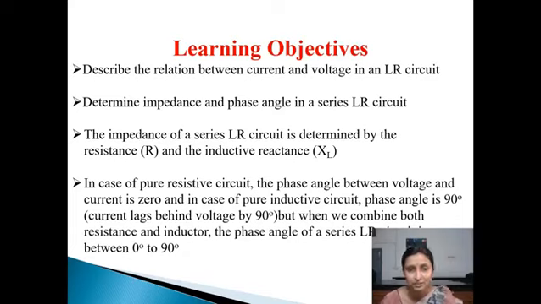In case of pure resistance, the phase angle between voltage and current is 0. In case of pure inductance, the angle between the current and voltage is 90 degrees. If it is an LR circuit, a combination of inductance and resistance, then the phase angle between the current and voltage is between 0 and 90 degrees.